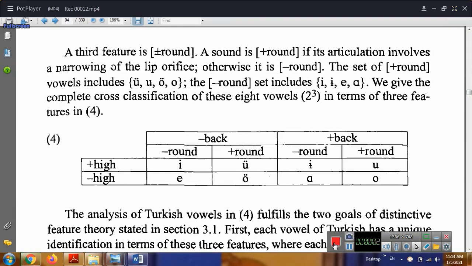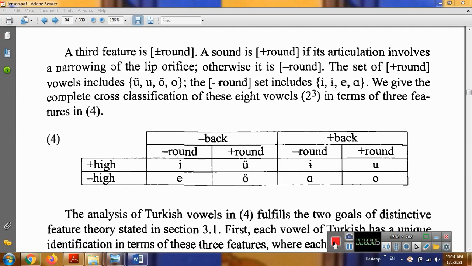In the name of God, in this session, I want to review some matters from your previous session, and after that, we will cover some new subject about phonology. As you know, in the previous session, we talked about features, binary features. And we described and applied the binary features for the Turkish vowels, which you can see in this table.